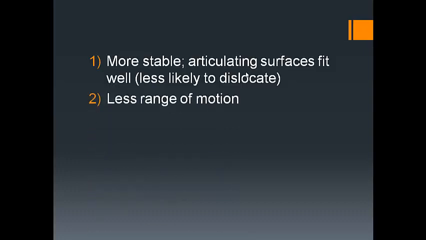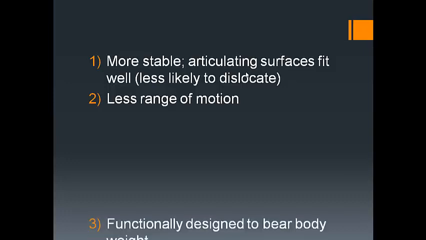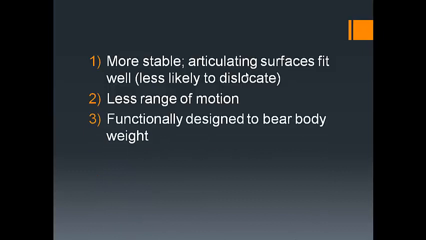The other difference is that because of its stability, the hip joint has less range of motion. Remember, the shoulder joint could move around in a lot of directions. With the hip joint, the range of motion is a lot less. And they are both designed to have different functions. Where the shoulder joint is designed to have a wide range of motion, the hip joint is functionally designed to bear the weight of the body.